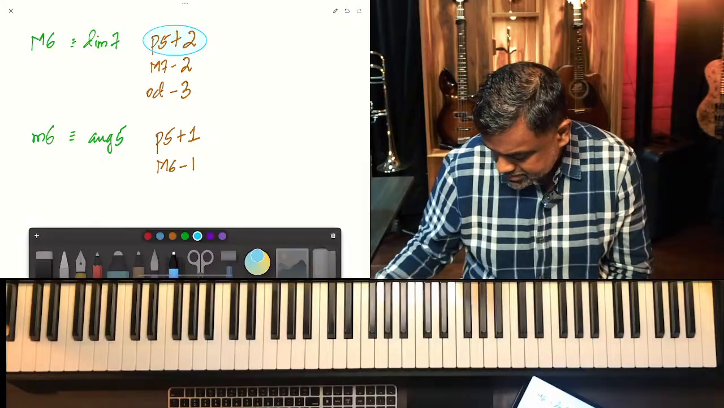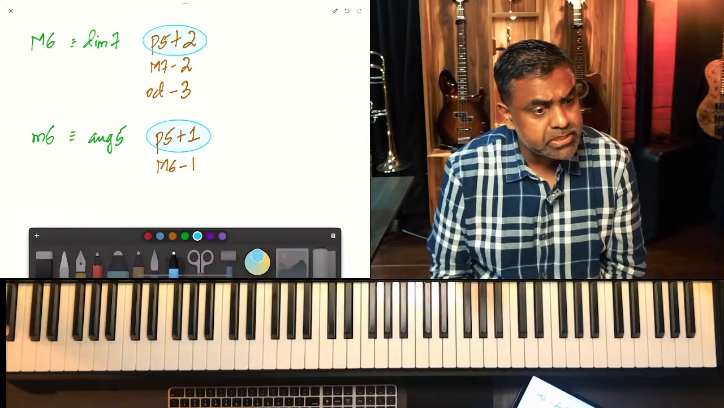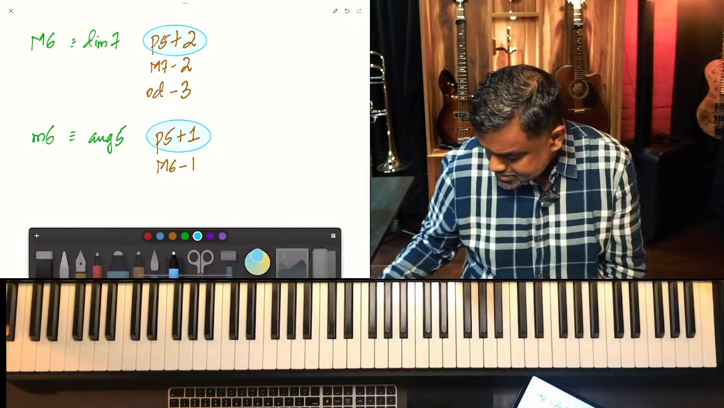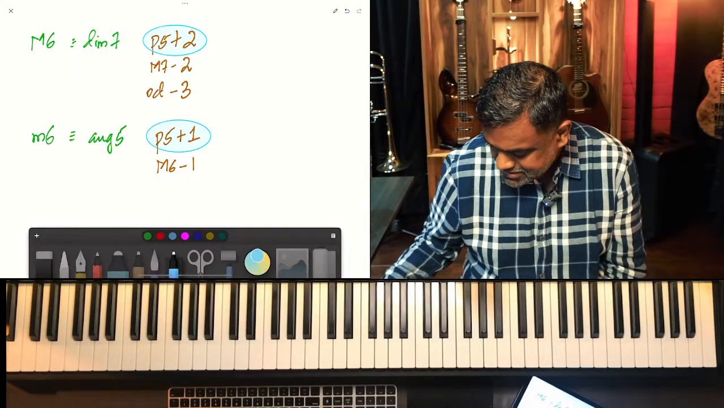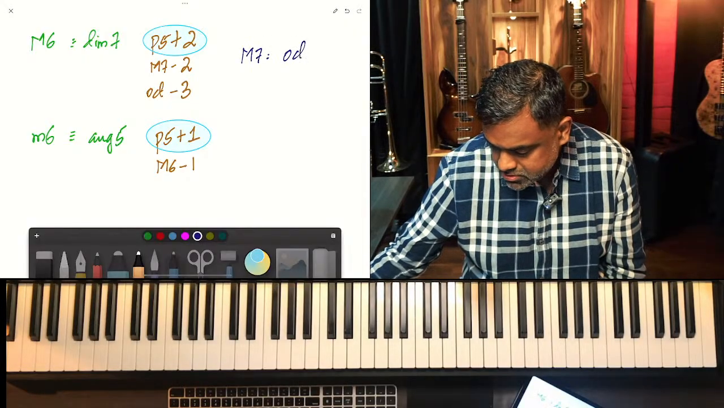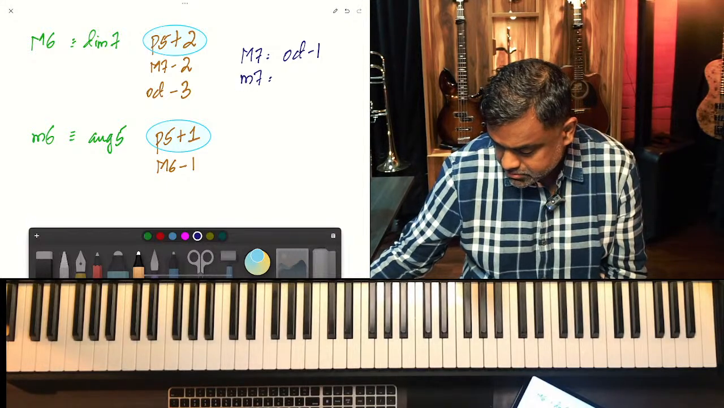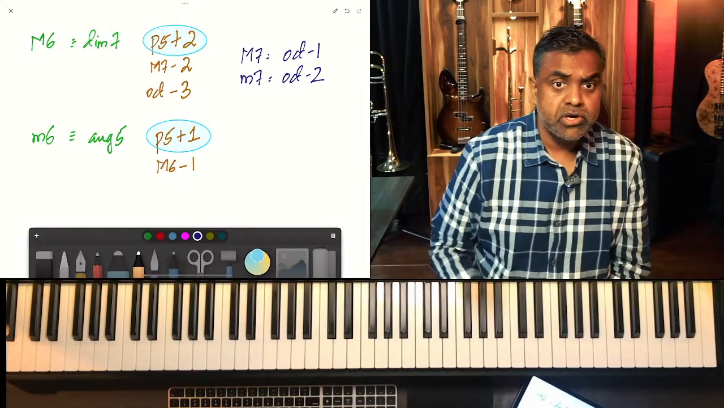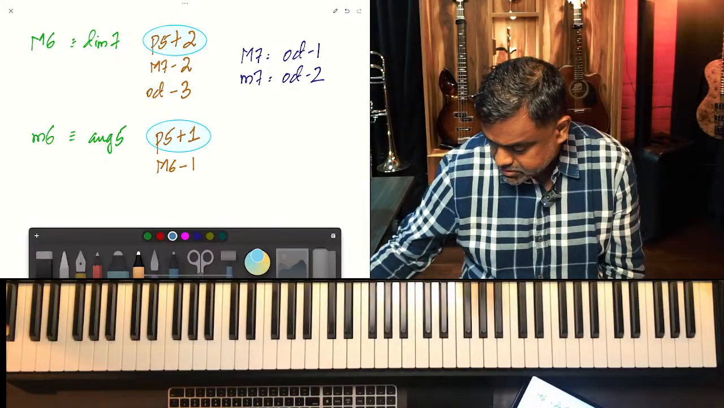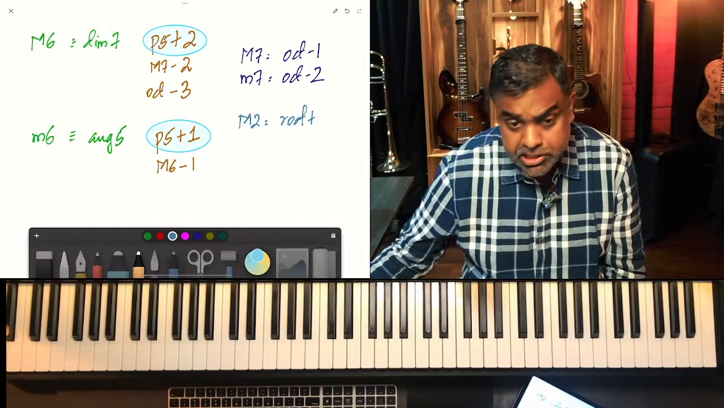Okay, so maybe this is helpful for you since you already know the perfect fifth. So sixth is over. What else is left now for us to do? We have seventh. Seventh and seconds are really easy. A major seventh equals octave minus 1, and a minor seventh equals octave minus 2. Minor seventh is also called a dominant seventh. And then you have the next option, which is the major second. Major second, I would call it root plus 2.